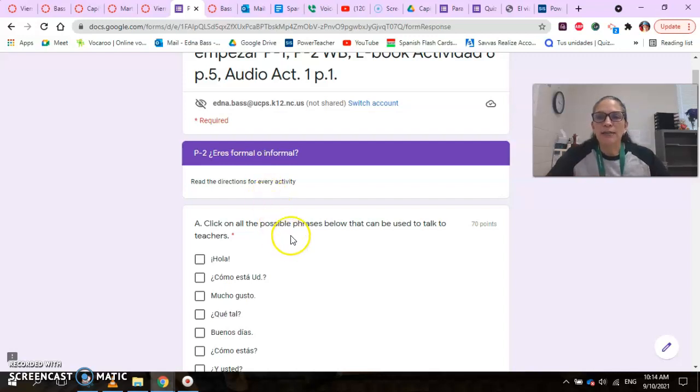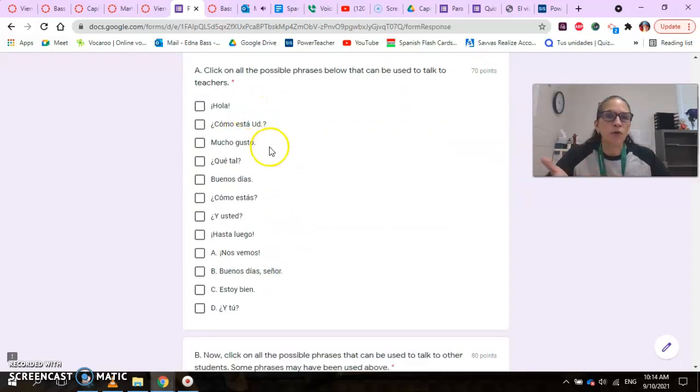So here there is a list of phrases that you can use to say hi. In part A, you're going to check 7 phrases that you consider you can use when you talk to teachers. That would mean you're going to use the formal way. So you're going to check 7 of these that you can use to talk to teachers in the formal way.